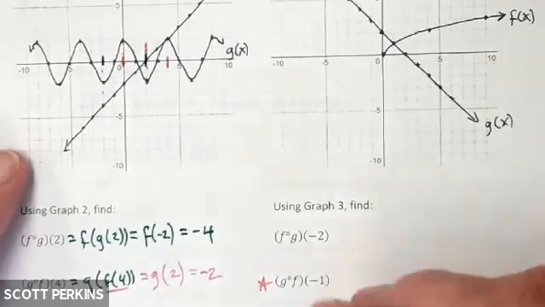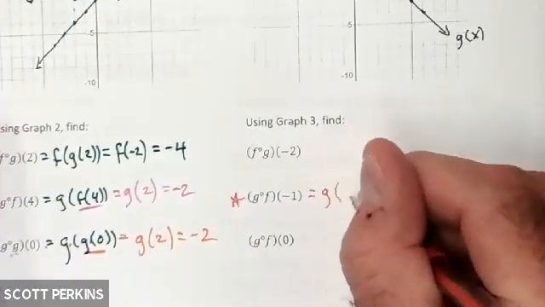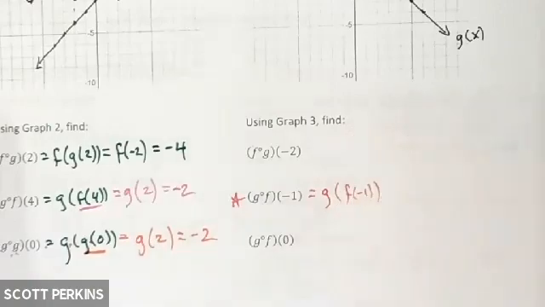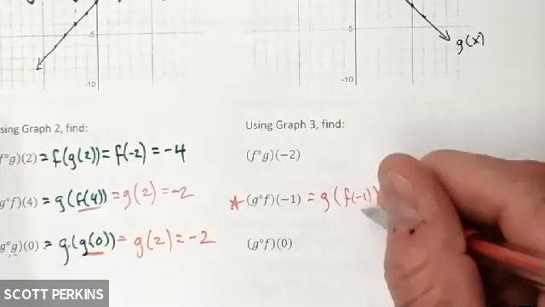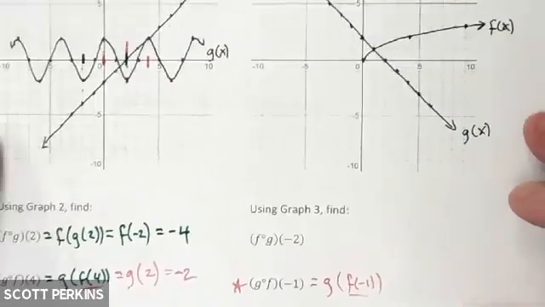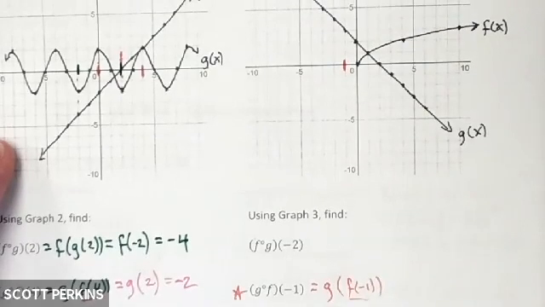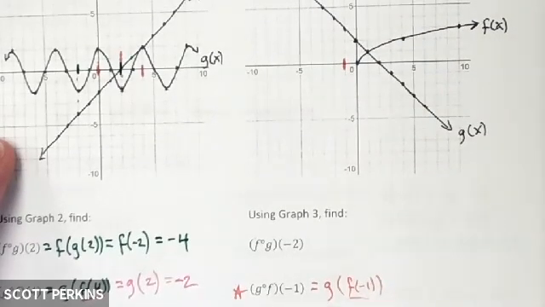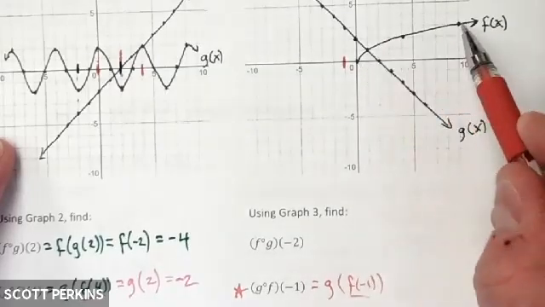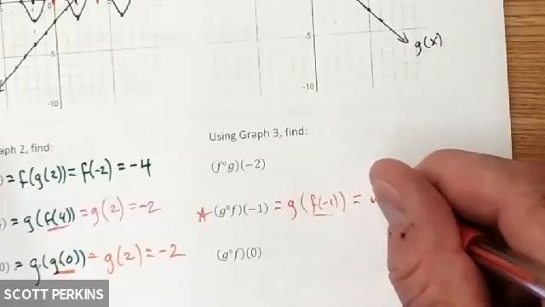All right, so g composed with f of negative 1, let me rewrite that. So now I'm going to go up to the graph and look at what the function f is at negative 1. Here's negative 1. What do we notice about the function f at negative 1? There is no function f at negative 1. The function f is the square root function. It's over here. So I'm going to write that this is undefined.